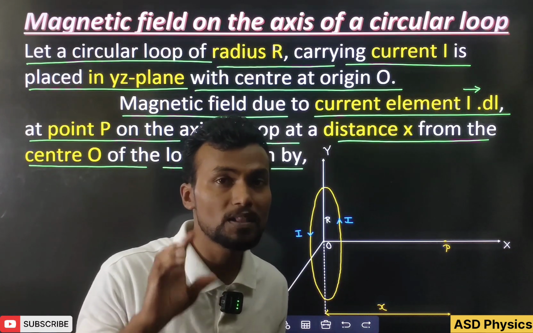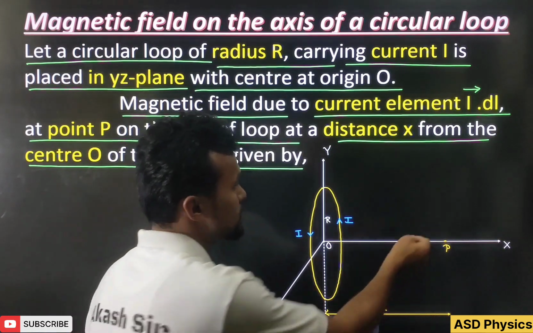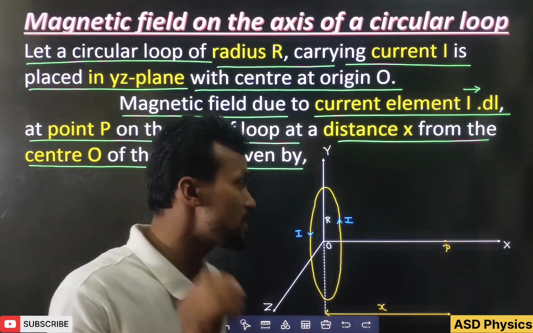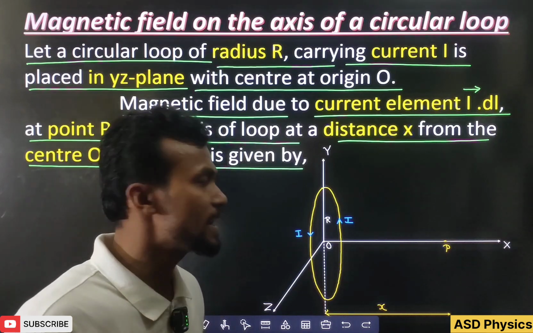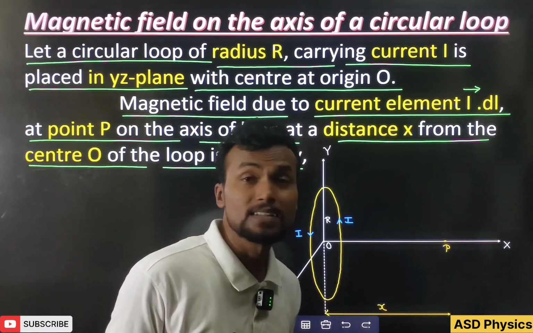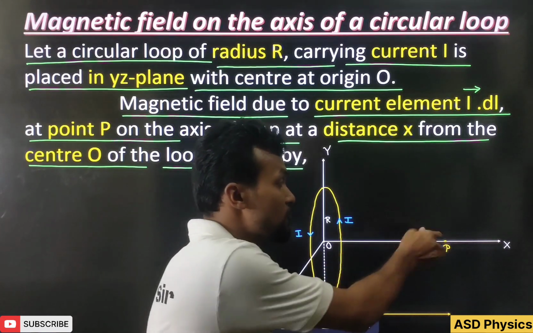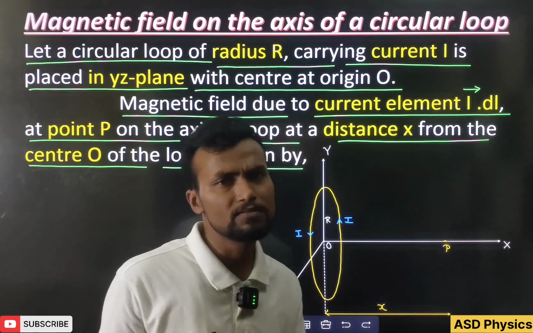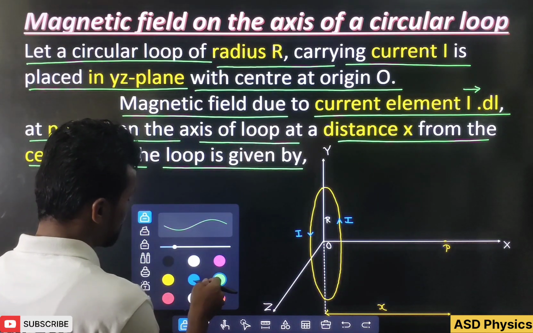So to make the formula we will take two current elements symmetrical with respect to the x-axis, because the observation point is at P. Okay, with respect to those two current elements we will calculate the magnetic field at point P. Then after that we will integrate the formula, whatever we get by taking these two current elements, and then we'll get the answer here. Okay, so let's see here.